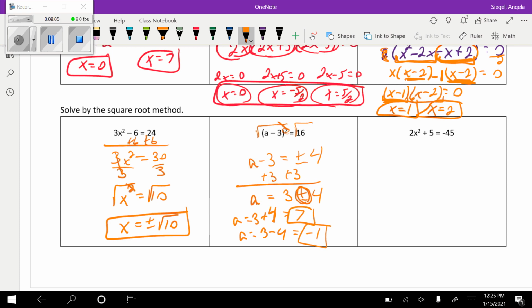Okay, and this last one, just like this one, I'm going to get the x squared by itself. So I'm going to subtract 5.